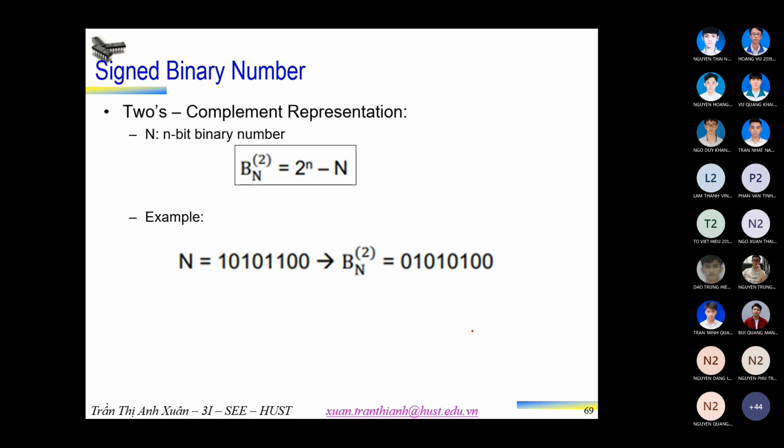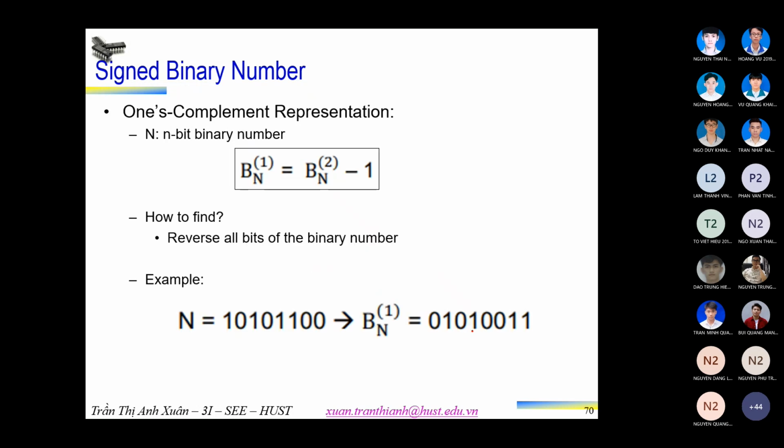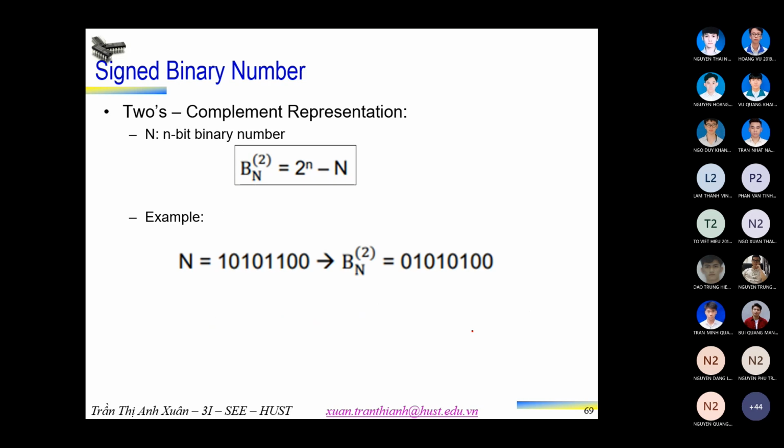So first we review some definitions about the complement: the two's complement representation and the one's complement representation. First, the definition of the two's complement representation of the number. This number is an L-bit binary number. So here we note the two's complement representation and the formula here.